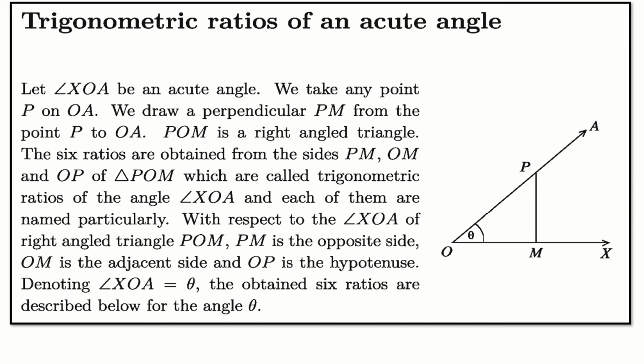These 6 ratios are the trigonometric ratios. Clear, everyone? And they have different names: sine, cos, tan, cot, sec, cosec. Clear? Those are the trigonometric ratios. You have to remember them from the figure.